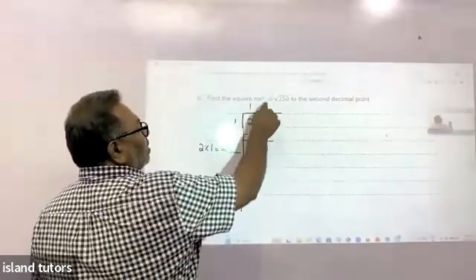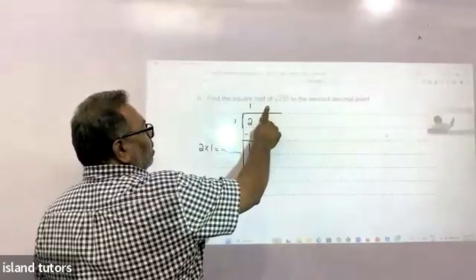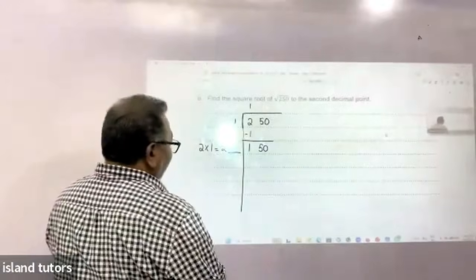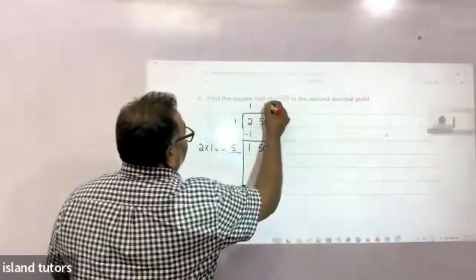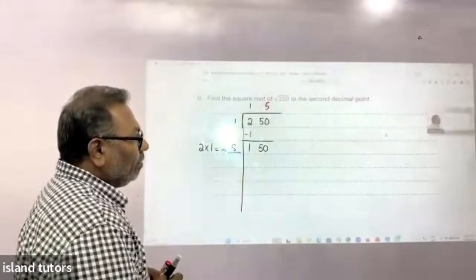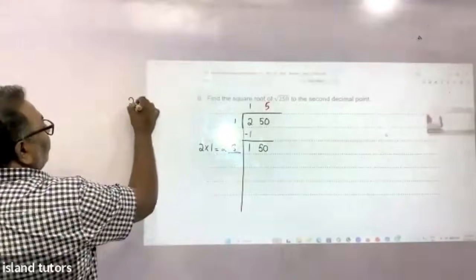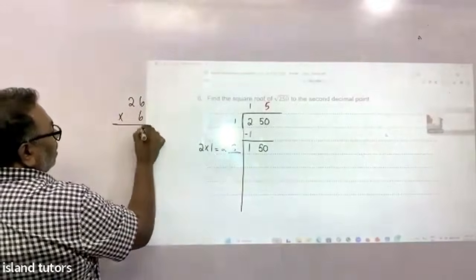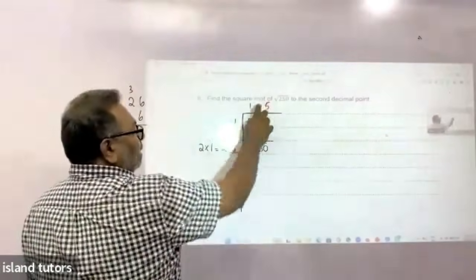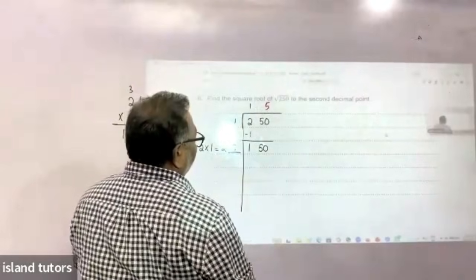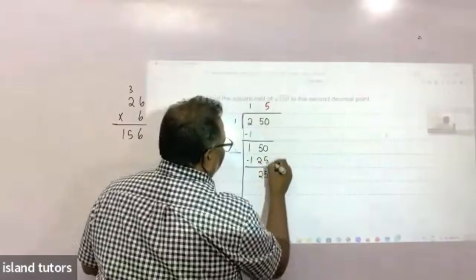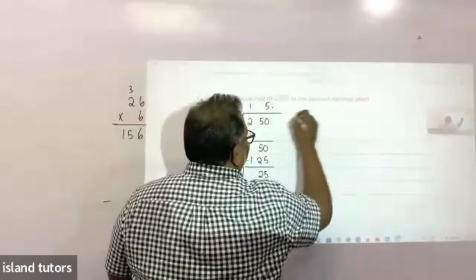If I put 7 here, then 49, 4 is not going to work. Maybe 5. I put a 5 here, 5 here. 5 into 5 is 25, plus 2, 125. If I put 6, then how much is it going to be? 36, 156. Not going to work. So 5 is the best answer. 125 subtract 25. I want 2 decimal points.